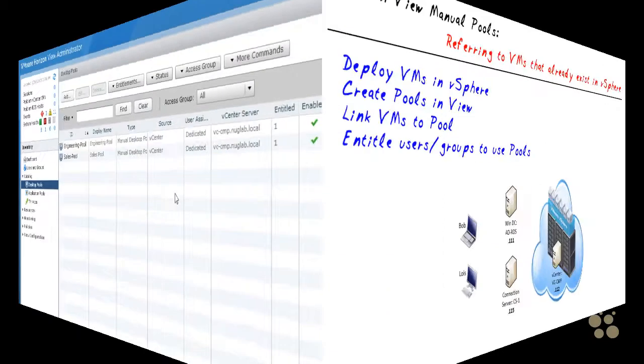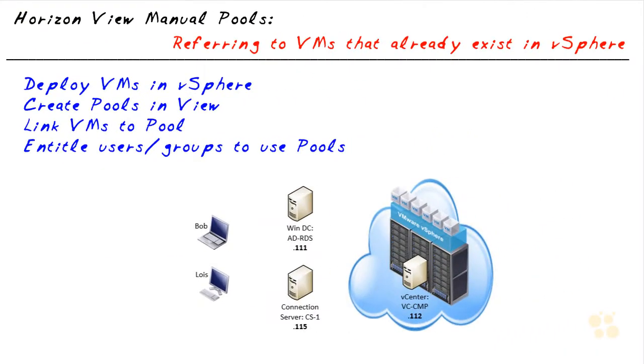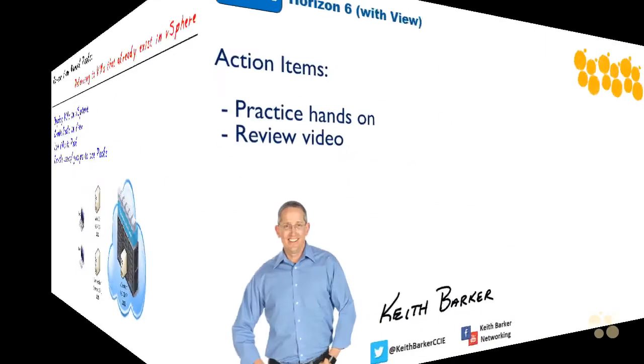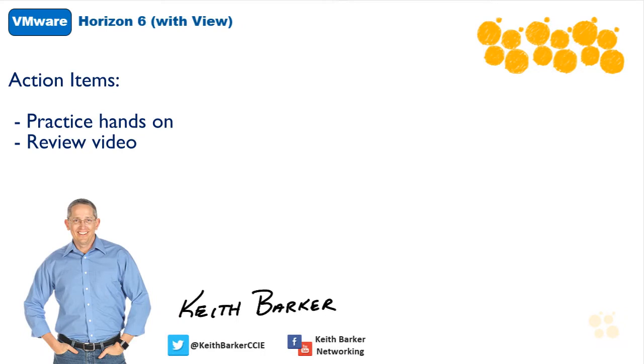In this nugget, we've taken a look at how we can, in Horizon View, organize existing virtual machines into manual pools, and then control by granting entitlement which users can use which resources in those pools.